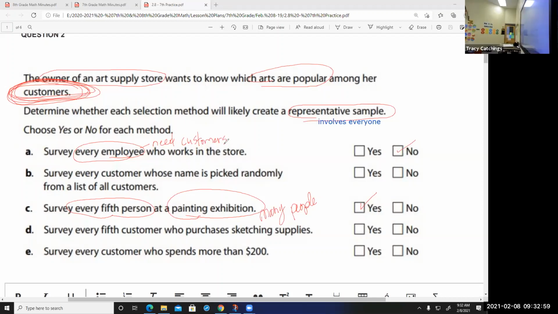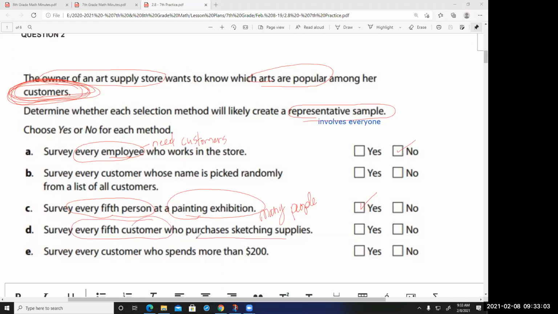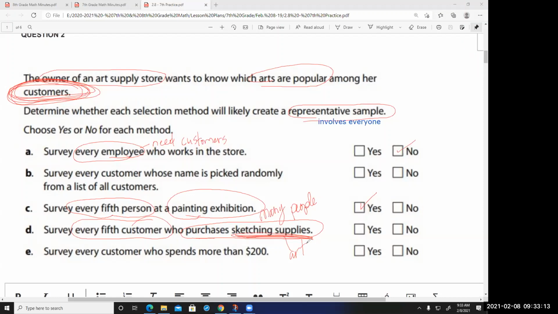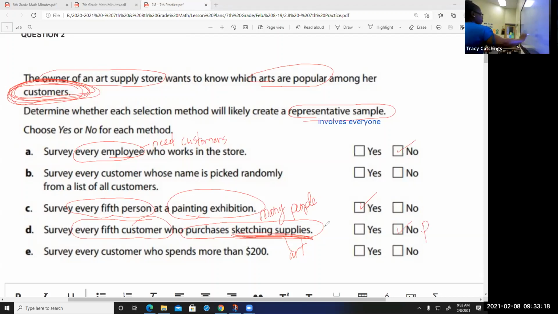Yes, it's a pattern. Every 5th customer who purchased sketching supplies. So just because I purchased sketching supplies, does that mean I like art? No. It did have a pattern. However, that piece at the end threw it off.